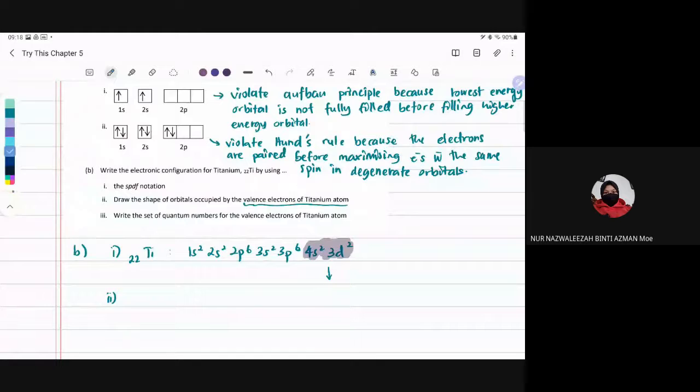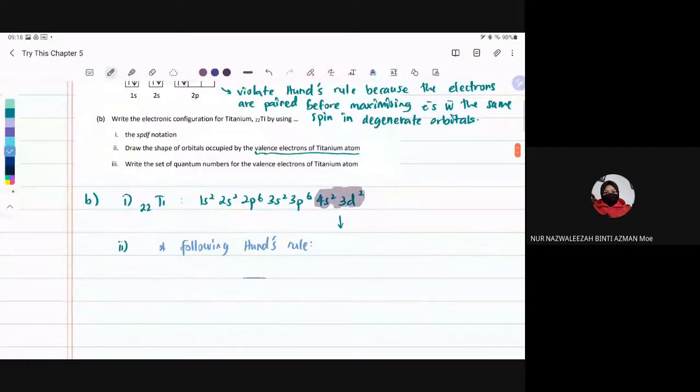Okay, so explanation. Following Hund's rule. Okay. Kita akan isi 4s, 3d. Elektron akan isi macam tu, macam tu, macam tu. Jadi, berapa orbital yang kita kena lukis? Kalau kita tengok dekat sini, 1, 2, 3.